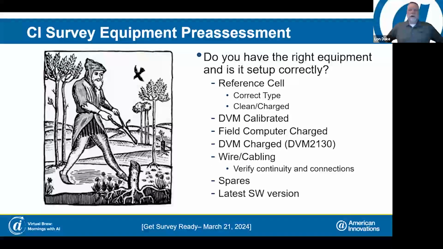Do you have the right equipment set up? Now, this is a pre-assessment, again, that will save you a lot of time and money. Going through your equipment just to make sure everything is ready to go before you get out in the field. That reference cell, do you have the correct type? Is it cleaned? Is it charged? Is your DVM calibrated? Is your field computer fully charged? Is your DVM fully charged? These are things that you want to make sure that you get done ahead of time.